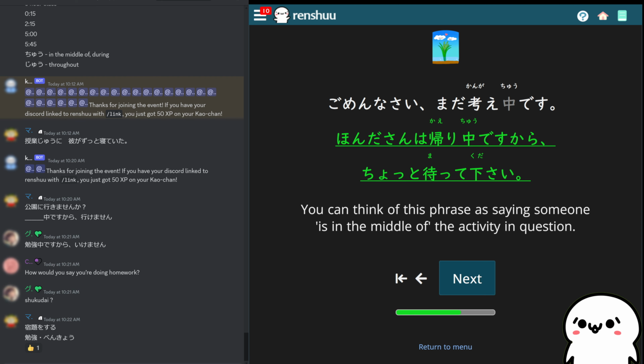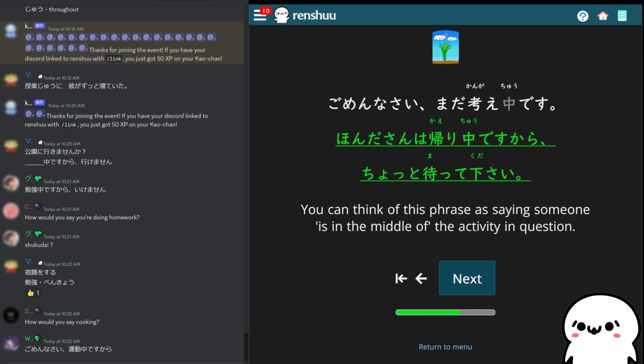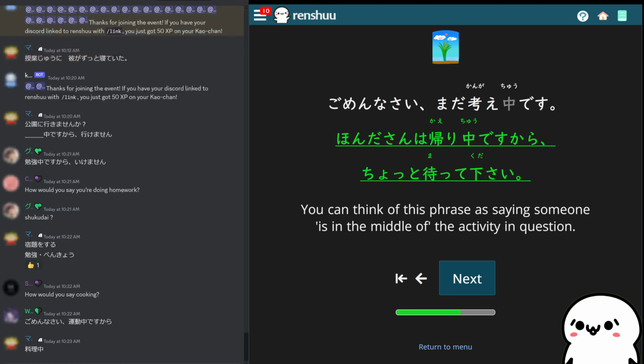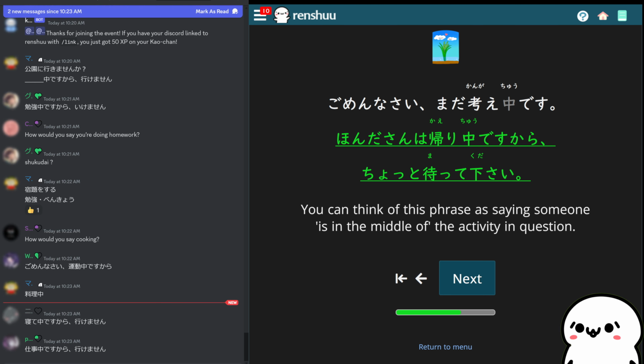I see a lot of other people typing. I'm looking forward to seeing why your other thing is more important than going to the park with me. If you're cooking, you could probably just say something like this. Ryori chu. I can't get that out of my mouth today. Ryori chu. And ryori, it's not an event, but it's an activity. And you're in the middle of it.